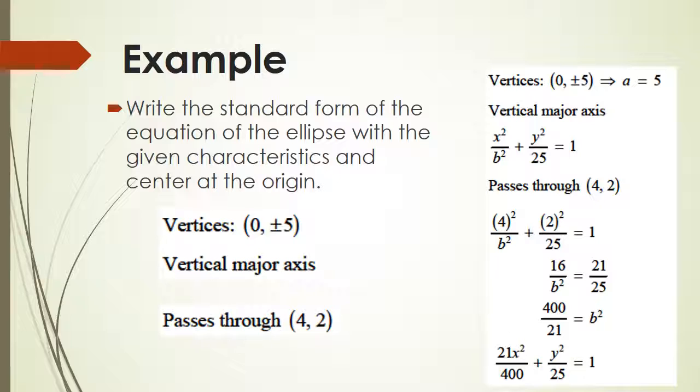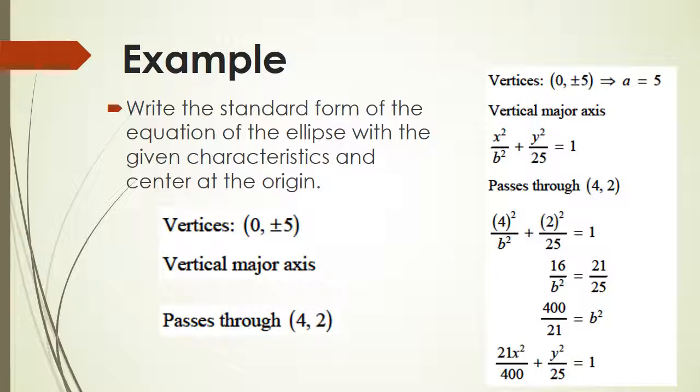Okay, so we know that a is 5, and that gives us x squared over b squared plus y squared over 25 equals 1. We need to find b. Well, we know it passes through 4, 2. So replace x and y with 4 and 2 and solve for b. And we get that b squared is 400 over 21.